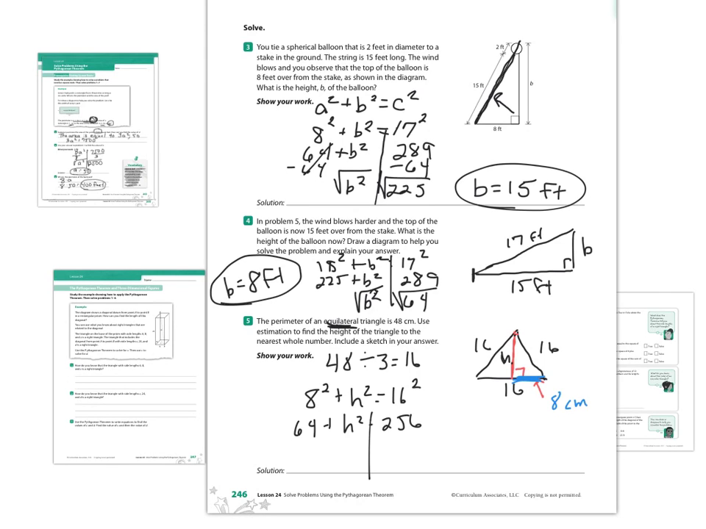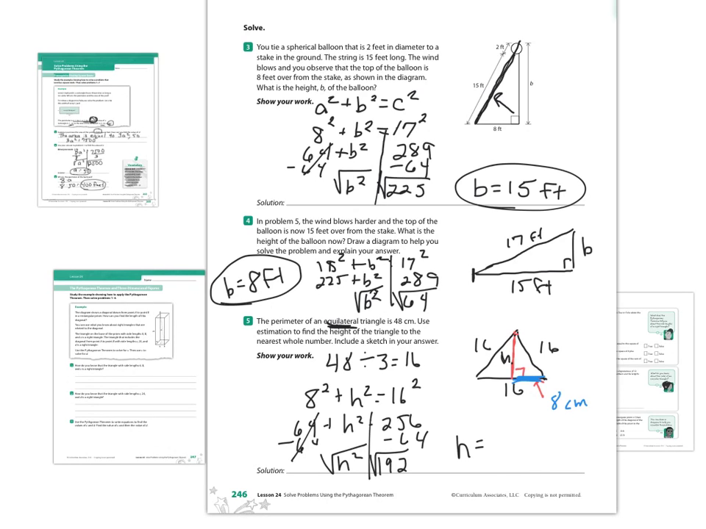256. Next up, to solve for h, we have to isolate the variable. Take away 64 from both sides. h squared would be left with 192. The inverse of squaring is finding the square root, so we would want to take the square root of 192. And the square root of 192 comes out to be a value between 13 and 14. What you would notice is your next perfect square is 196, which is equal to 14, and 192 is pretty close to 196.